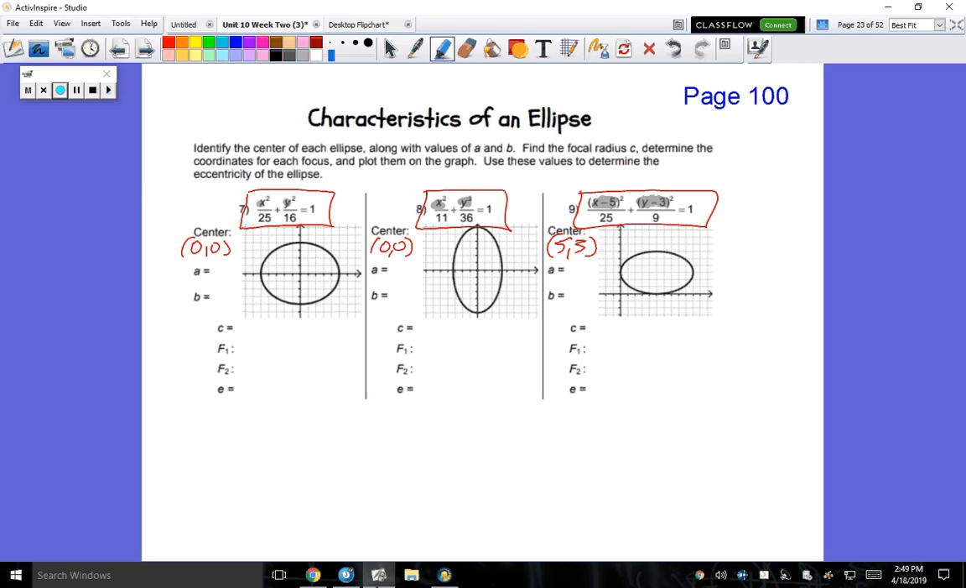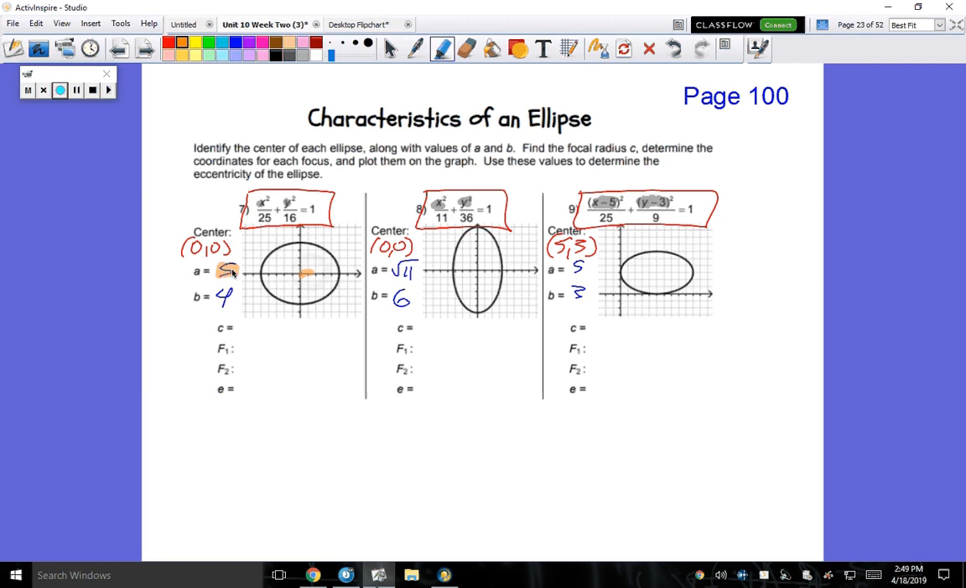Okay? What's A for the first one? 5. And B? 4. How about the second one? What's A? Square root of 11. And then 6. How about number 9? 5 and 3. Okay? So make sure that you remember that A is with X.